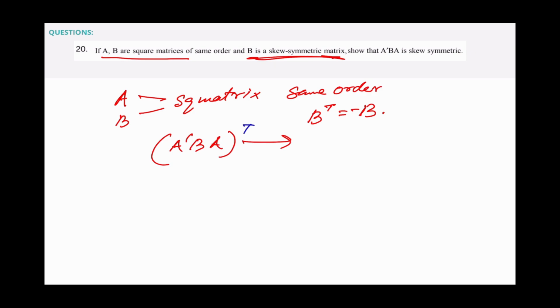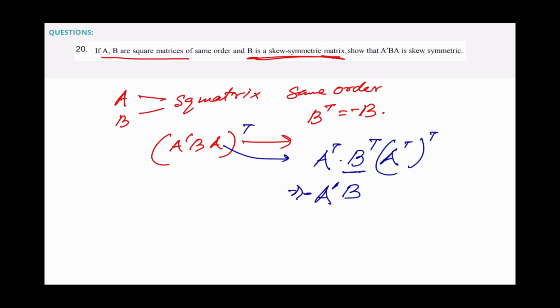So transpose it. The moment you transpose, student, what will come? This A will come first, so A transpose. Then the middle B, B transpose into A transpose, then whole transpose, correct. So A transpose, you can write like this. B transpose is what, student? Minus B. So minus B into A, correct. So we got the same thing and we got minus. So it is skew symmetric. That's it. Clear?